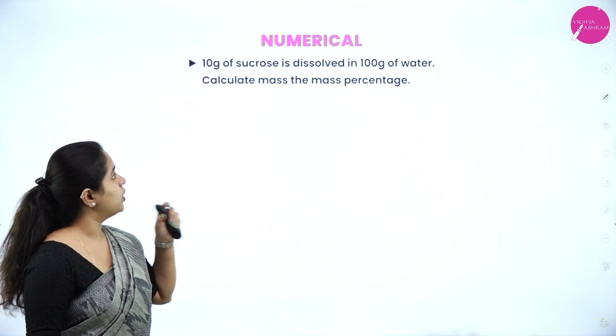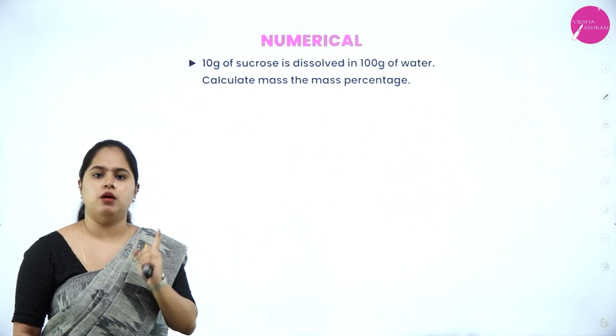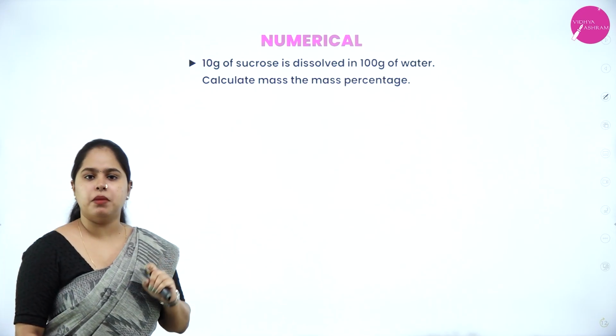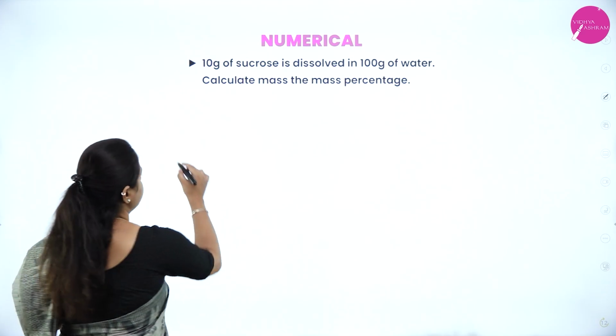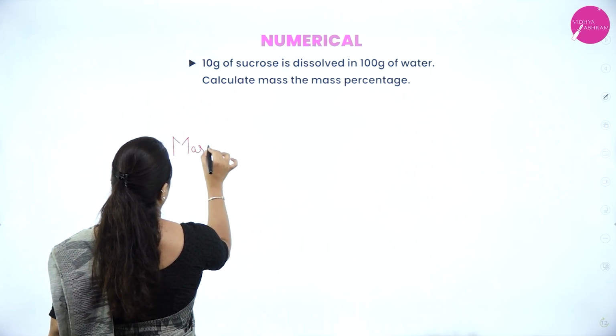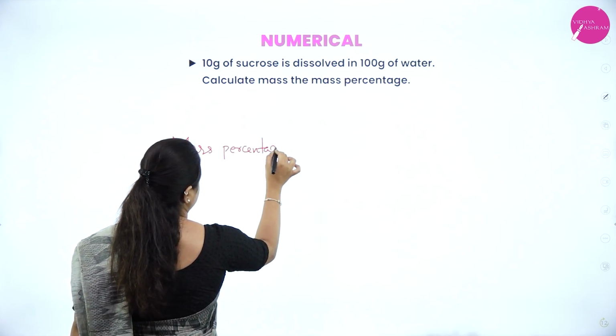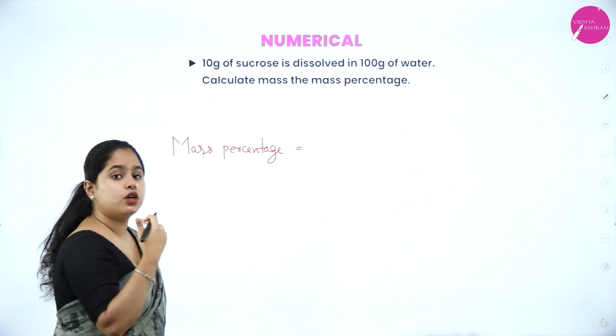Yes, you have to calculate. The 10 gram of sucrose is dissolved in 100 gram of water. Now, calculate the mass percentage. It is very simple, right? How do you calculate mass percentage? Mass percentage is equal to mass of the component.